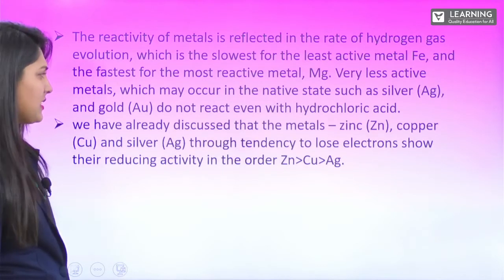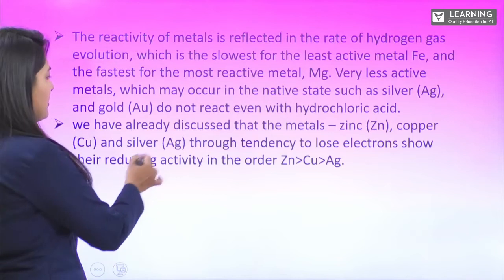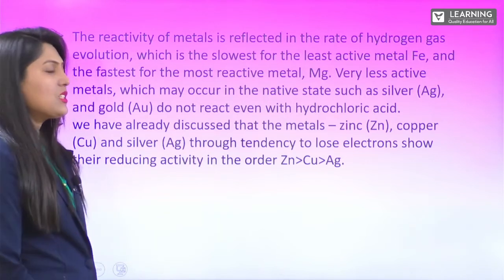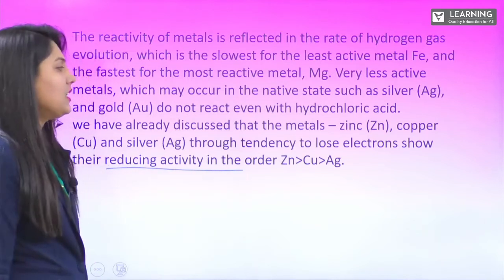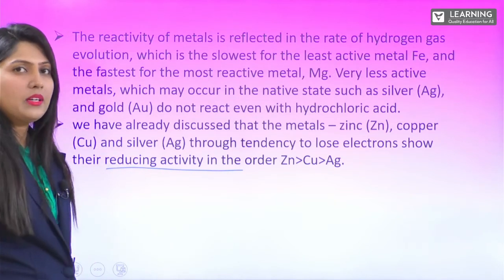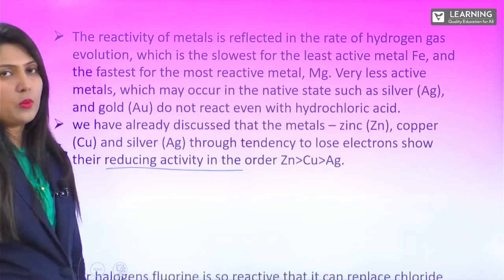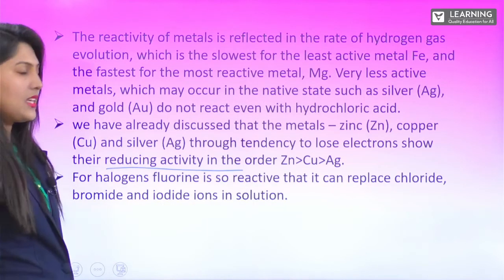We have already discussed that metals like zinc, copper and silver, through their tendency to lose electrons, show reducing activity in the order zinc is greater than copper, which is greater than silver. We have seen that, right?